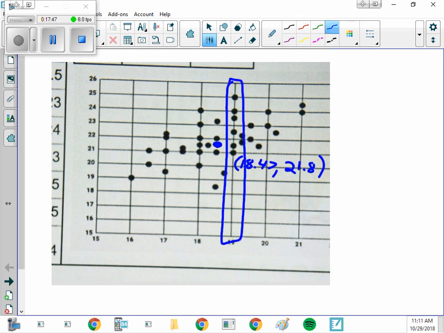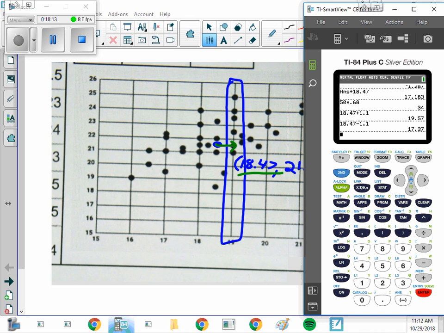Okay, the way to do that is to figure out how far to the right we go. How far is it from 18.47 to 19? Plus 0.53 inches. But I don't want to know this measurement in inches. I want to know it in terms of the SD. So I divide that by 1.1. So 0.53 divided by 1.1 gives me 0.48.